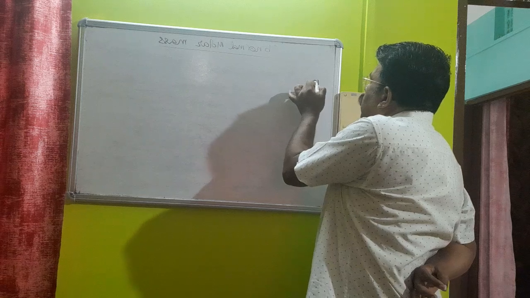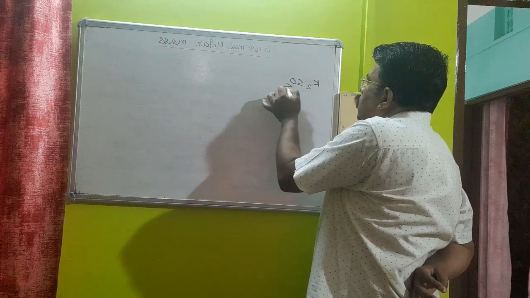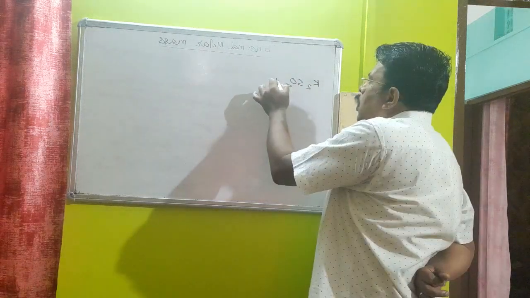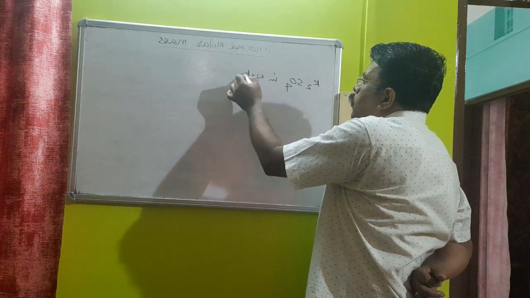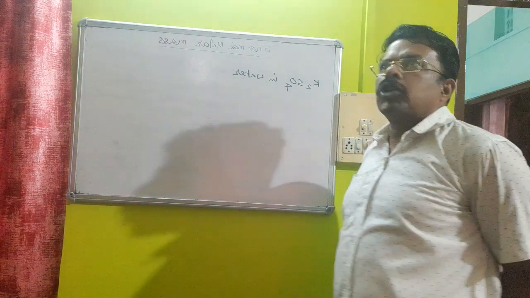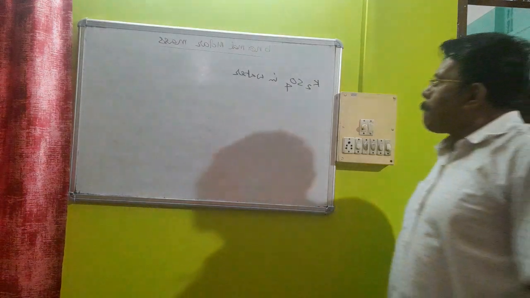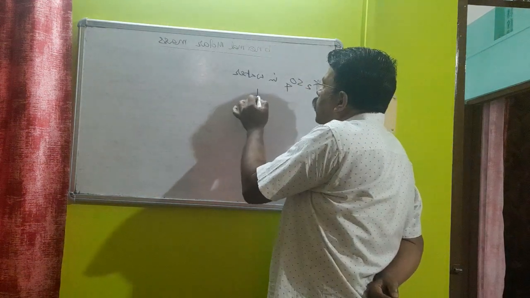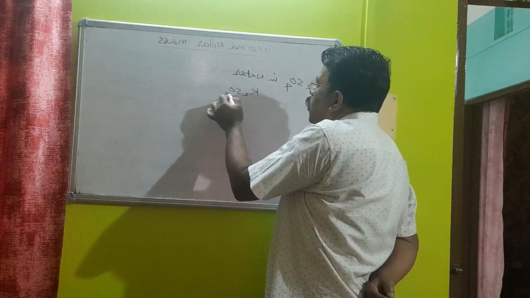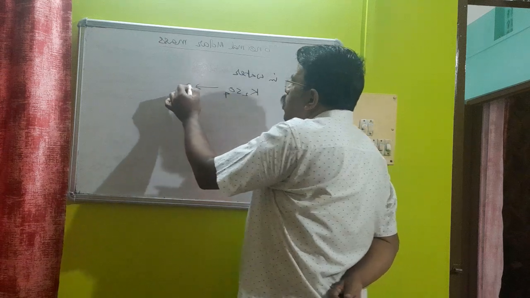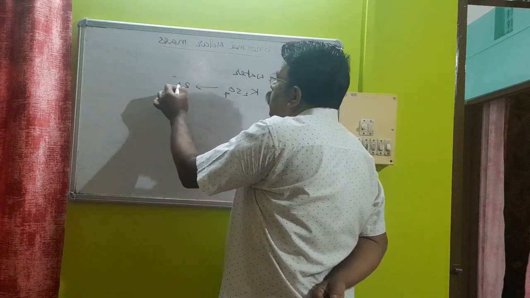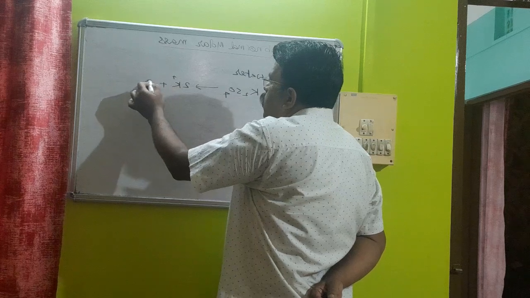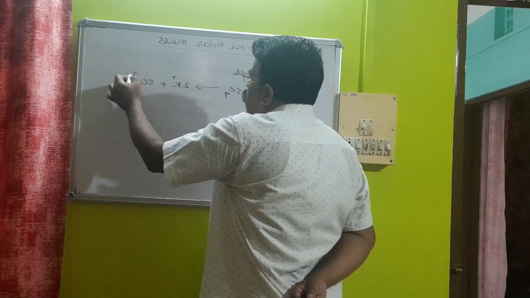Say K2SO4, potassium sulfate, in water. It is an ionic compound, so potassium sulfate will break down into 2K plus and SO4 2 minus.